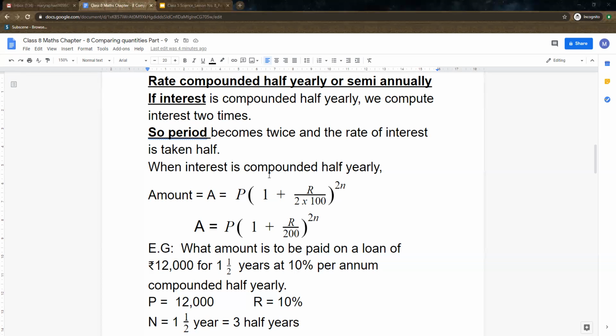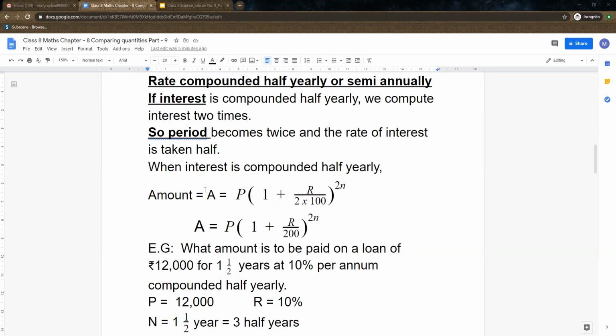So if interest is compounded half yearly, in 1 year there will be 2 half years. So we have to calculate interest 2 times for 1 year. Accordingly, the number of periods becomes twice. That is, if it is 1 year we have to calculate 2 times. If it is 1.5 years, then 3 times. And if it is 2 years, then 4 times, like that. And the rate of interest is taken as half.